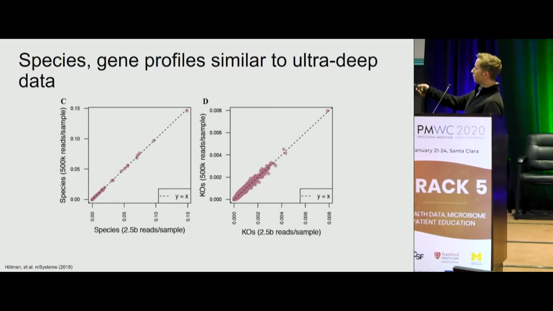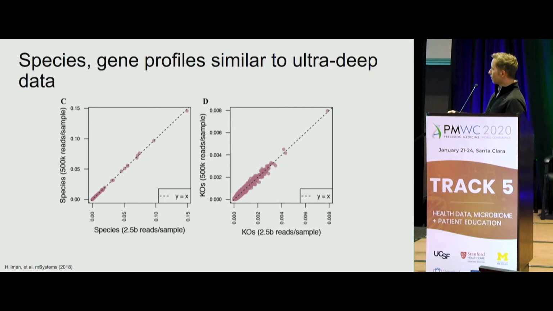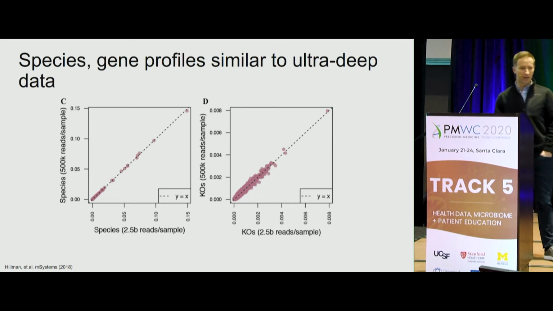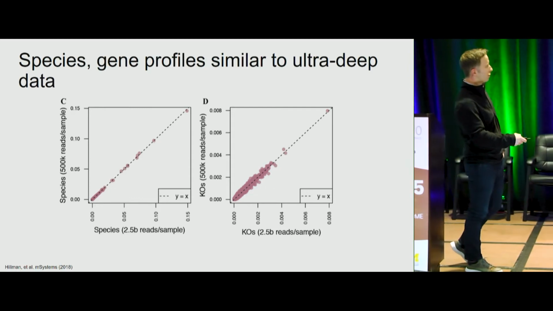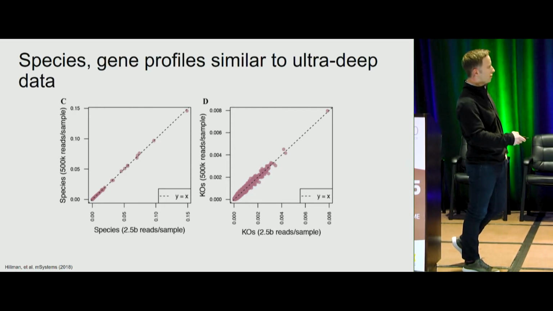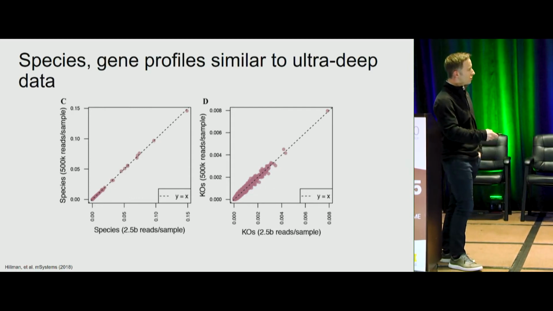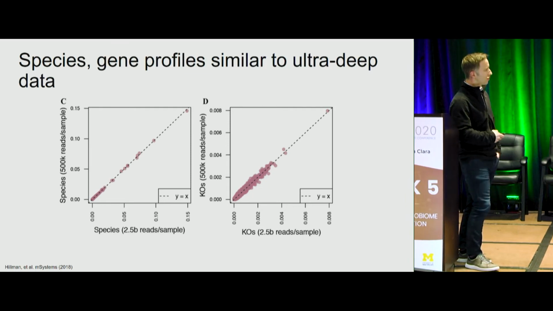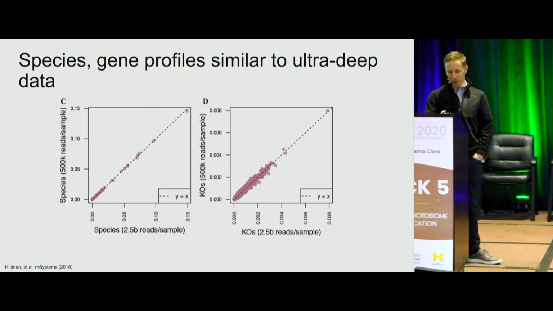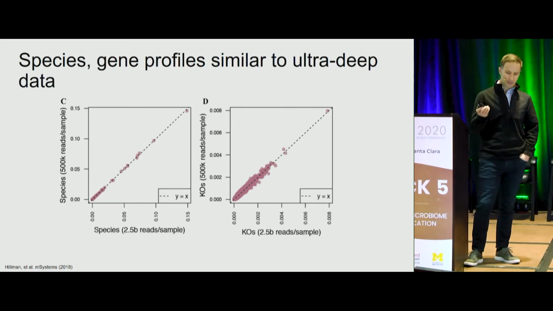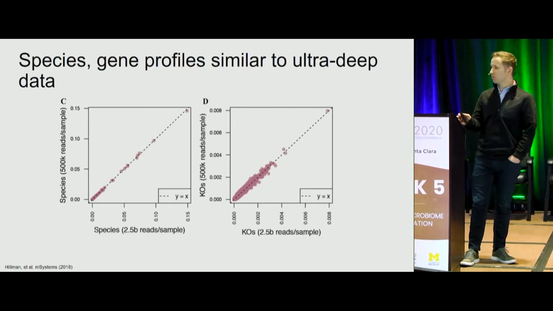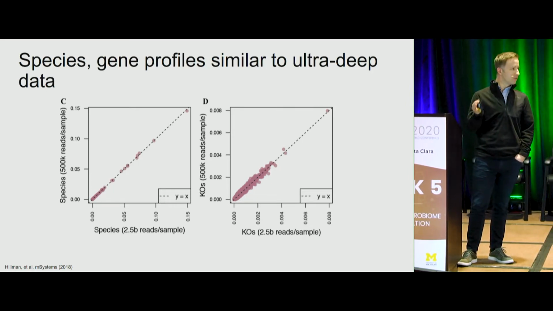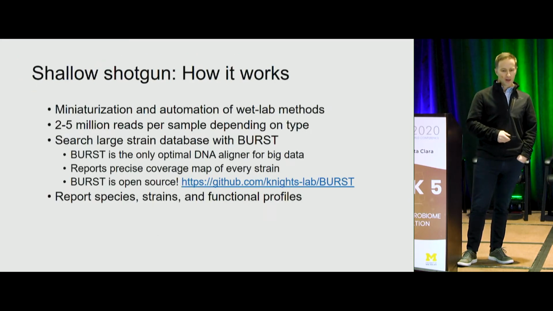And this is a plot of the species abundance of different species in that sample using the shallow shotgun data versus using the entire 2.5 billion reads. So there's the shallow shotgun and the deep data. On the left is the species, on the right is KEGG orthology group genes. So we're actually getting quite good profiles for the known genes and the known strains and species.